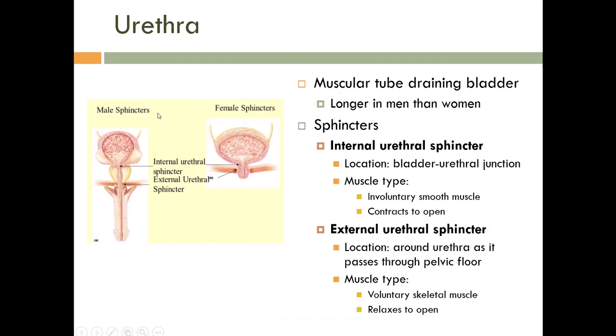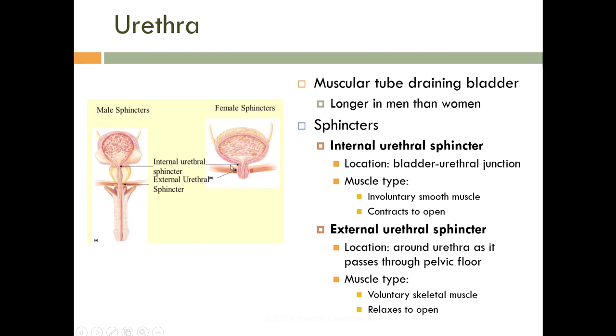Draining the urine out of the bladder is the urethra, much longer in men than in women because we have to accommodate the male penis, whereas we don't have that in our females. The urethra in men will carry both urine and reproductive secretions, whereas the urethra in females is urine only.